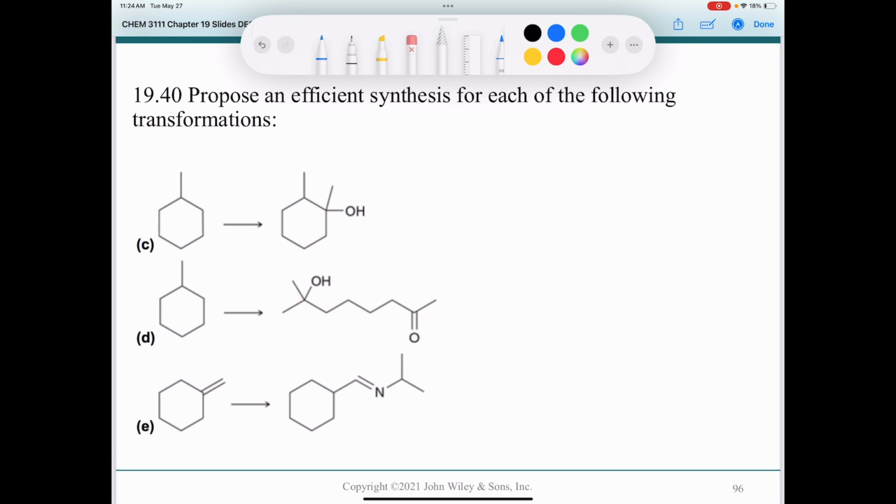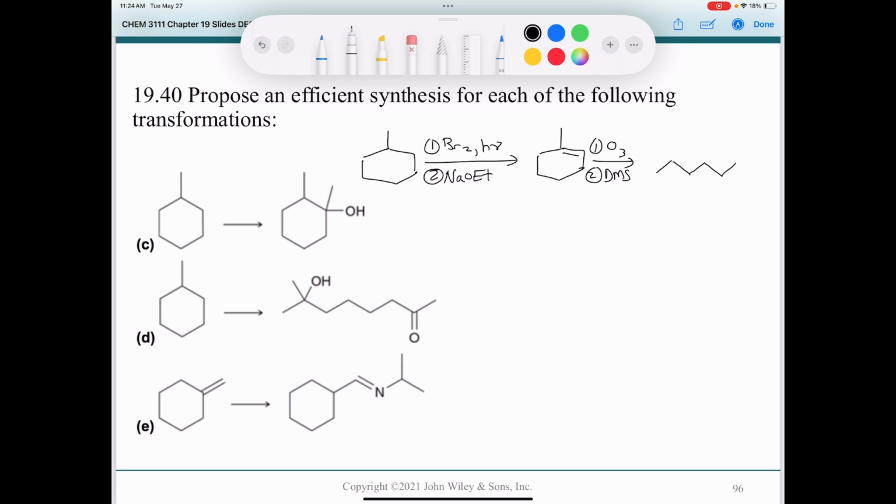So I'll just delete all this stuff. And we'll start out by doing our same thing we did in the last one. We'll do our bromination with light. Then we'll treat it with our unhindered base. That's going to give us our alkene. Then we're going to do an ozonolysis reaction. Ozone followed by DMS. So then we have 1, 2, 3, 4, 5, 6, 7. So it gives us this ketone and aldehyde.